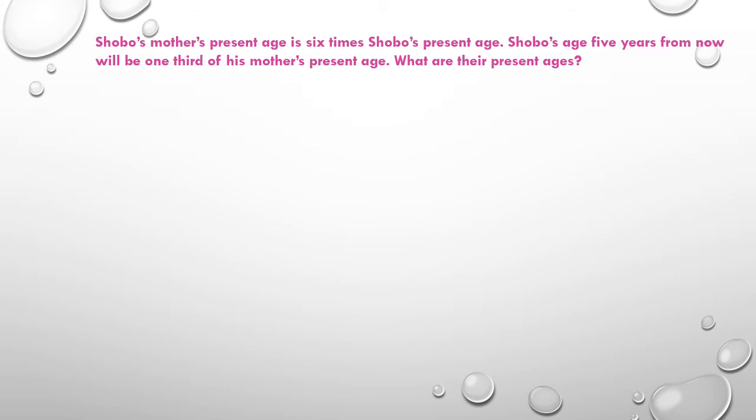Shobo's mother's present age is 6 times Shobo's present age. Shobo's age 5 years from now will be 1/3 of his mother's present age. What are their present ages? So here let me give you certain illustrations.